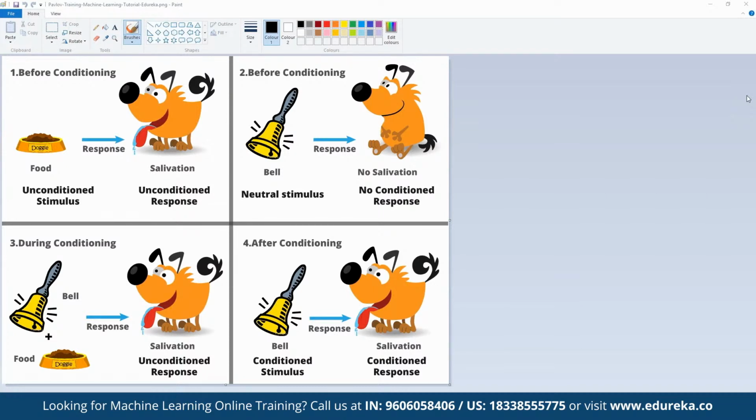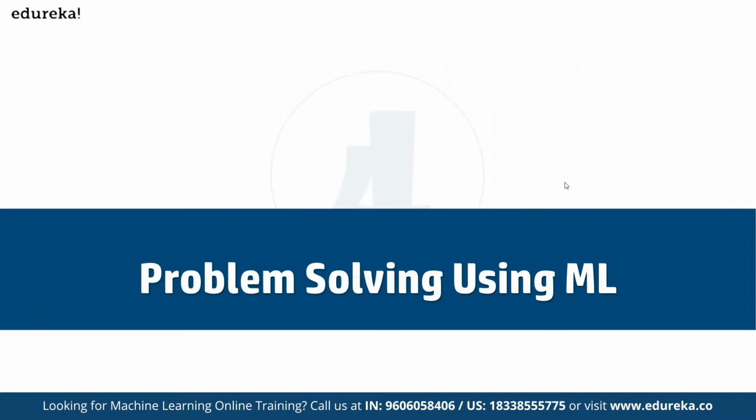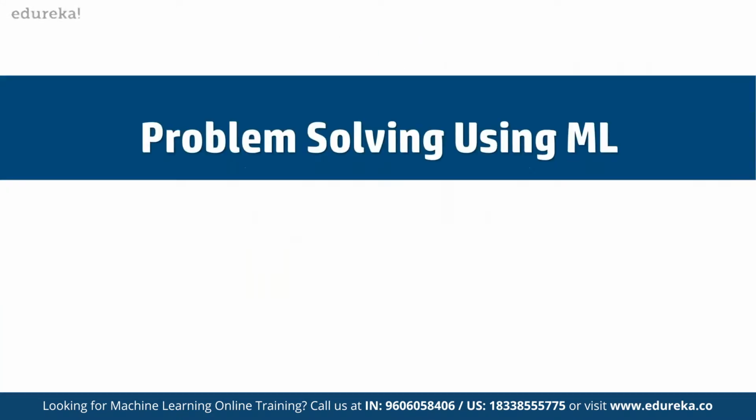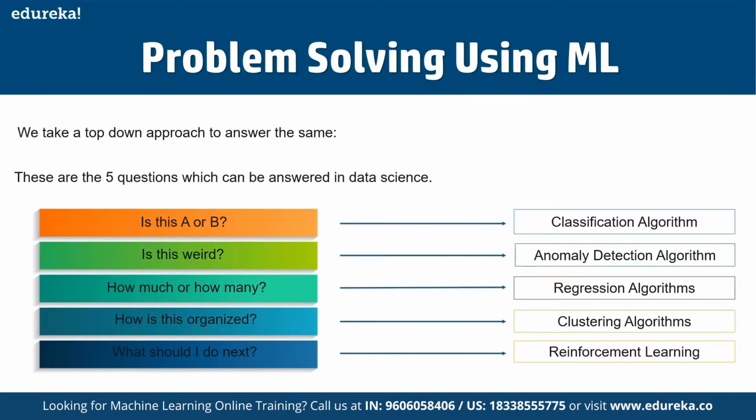Now let's talk about problem solving using ML. Here we have multiple algorithms that we make use of as a part of these three main machine learning model types that we discussed. We take a top-down approach to answer the same.